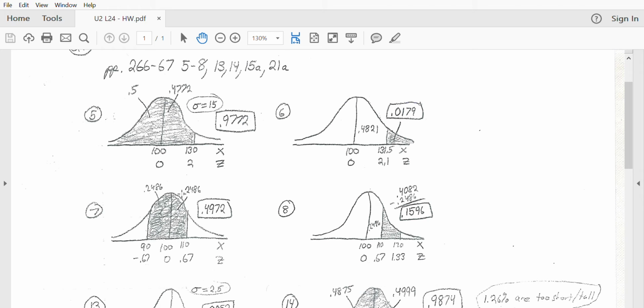Hello everyone, this is the homework answers for non-standard normal distributions.